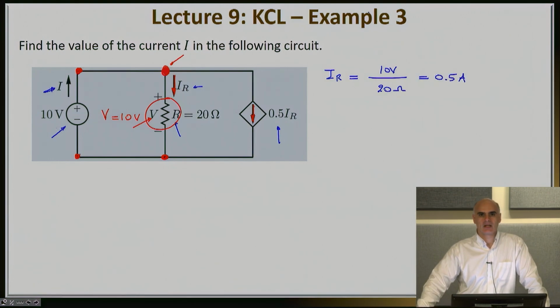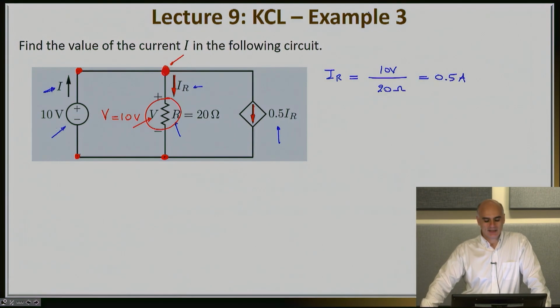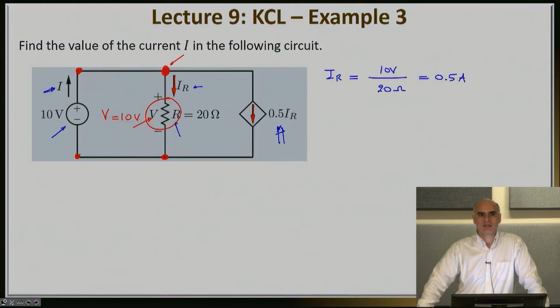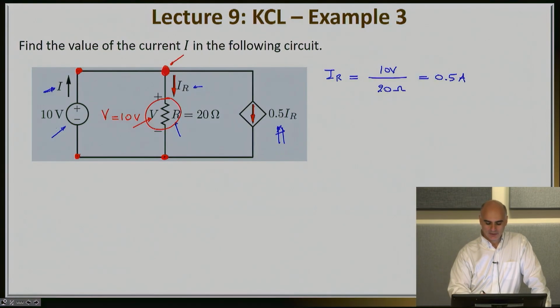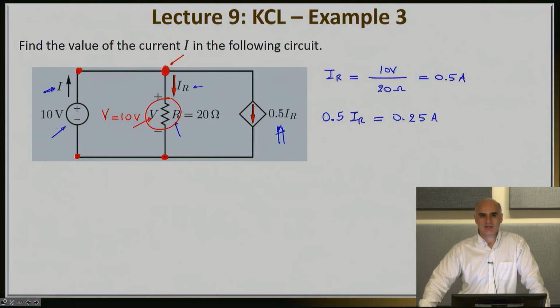And since now I do know my current IR, I can just as well find the current of the dependent current source, which is 0.5 IR, which will be equal to 0.25 amps. So now I have the 2 outward flowing currents from the essential node, and so I can apply KCL to find I.